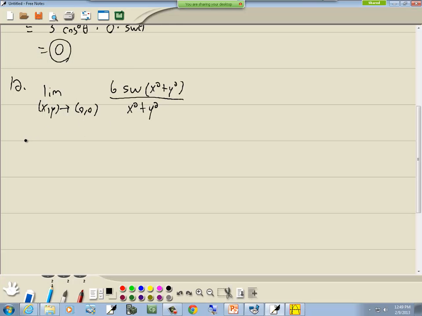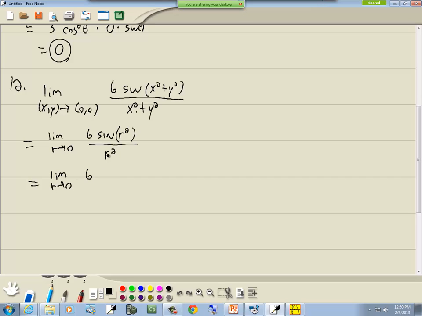Okay, so I can rewrite this. Limit as r goes to 0, and I got 6 sine, and remember, x squared plus y squared is r squared. So we got sine of r squared over x squared plus y squared, which is r squared. Now if I put 0 in here, I'll get sine 0 squared, and sine of 0 is 0. If I put 0 down here, I get 0 squared, so that's 0. So we use L'Hopital's rule. L'Hopital's rule says take the derivative of the top, derivative of the bottom.